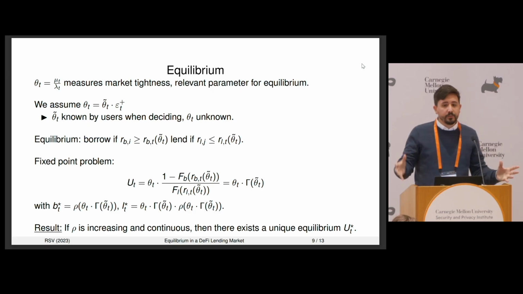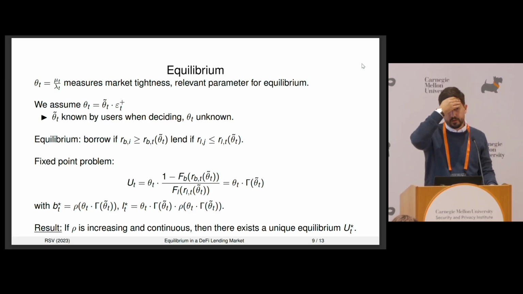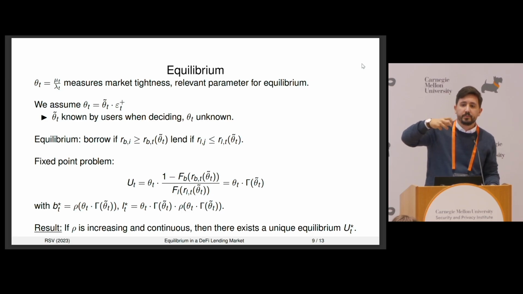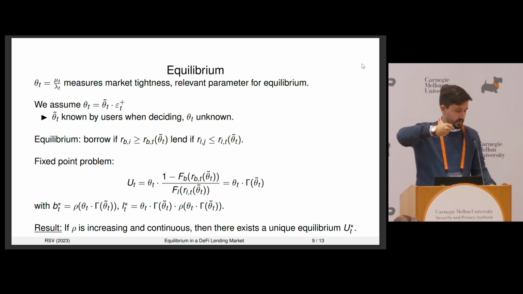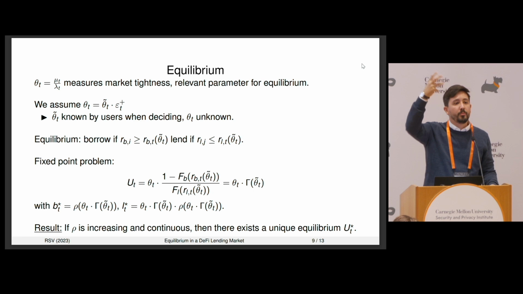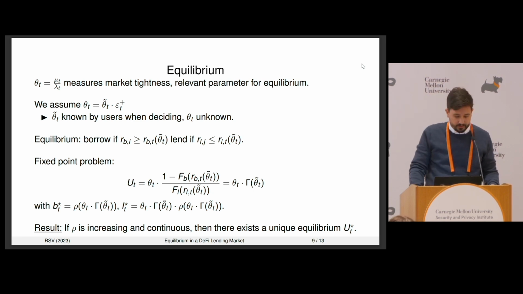Okay, now when it comes to the equilibrium, the important variable here is the ratio of arriving borrowers to lenders. This measures something like market tightness. So the higher the theta, the more borrowers there are relative to lenders, the higher the interest rate should be to clear the market. Okay.